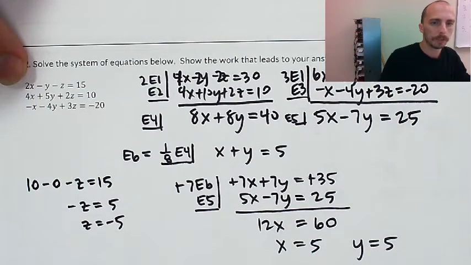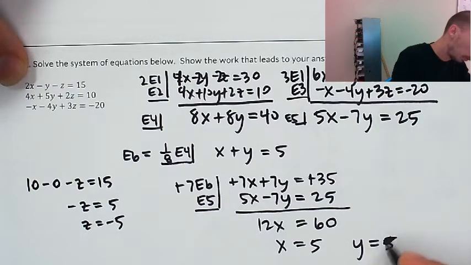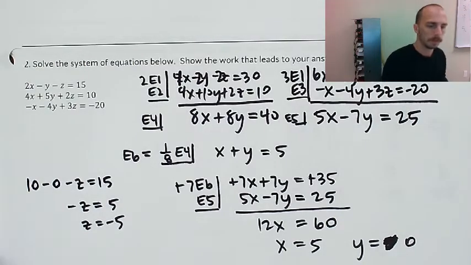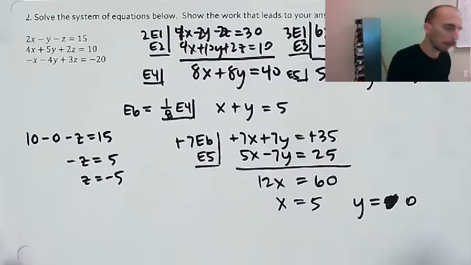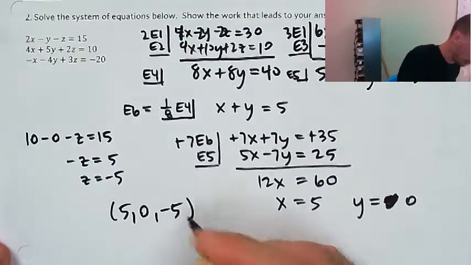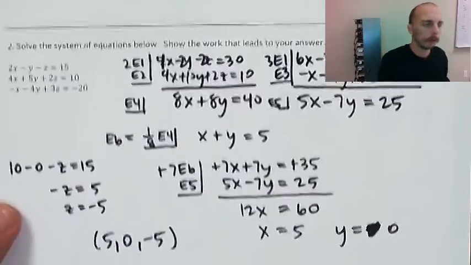Wait. I did something wrong here. X equals 5. Y needs to equal 0. Okay, I said it. I used it over there. I just wrote it wrong. Okay, let me make sure this is the right answer. Yes, that was what I got the other time I worked this problem. And so this is 5, 0, and negative 5. Okay. All right, that was number 2.